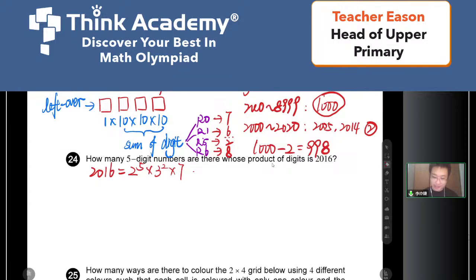So there must be a 7. So the question is about the remaining 4 numbers. We want to distribute 5 2s and 2 3s into the product of 4 distinct numbers. There are many ways to do the enumeration, but I suggest the better way is to classify by the 2 3s. So how can these 2 3s occur?